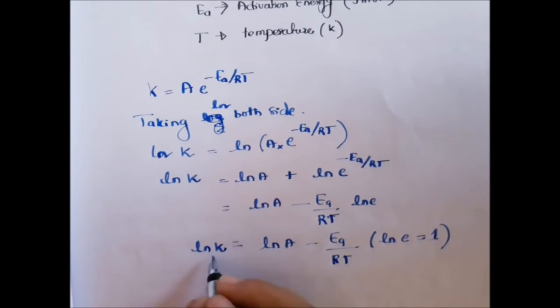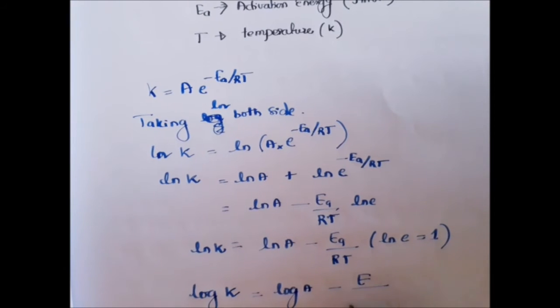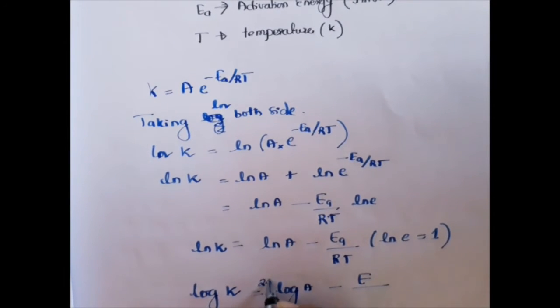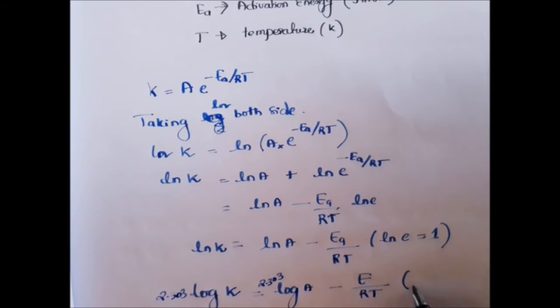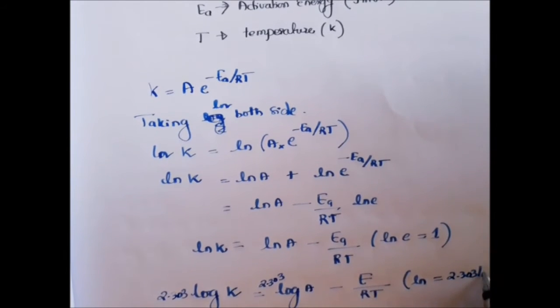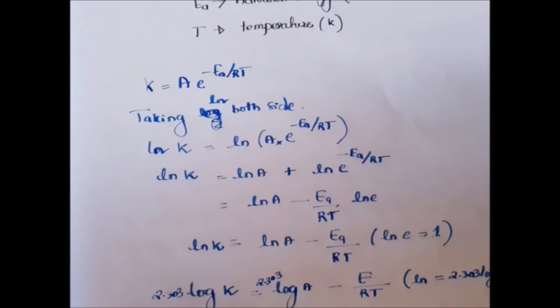Now converting this to log with base 10, we get 2.303 log k equal to log A minus Ea divided by 2.303 RT, since ln is equal to 2.303 log with base 10. This is log with base e and this is log with base 10.